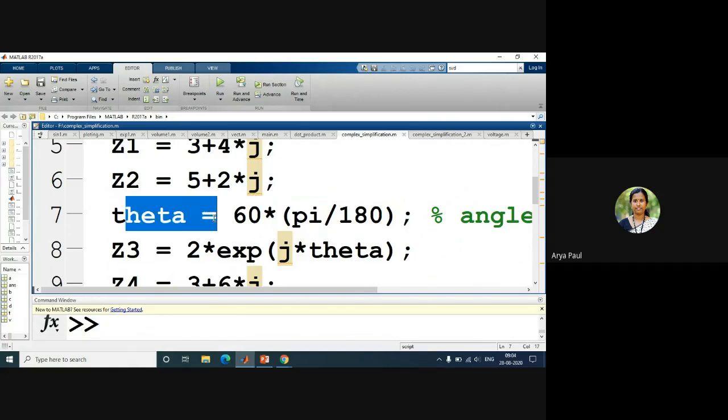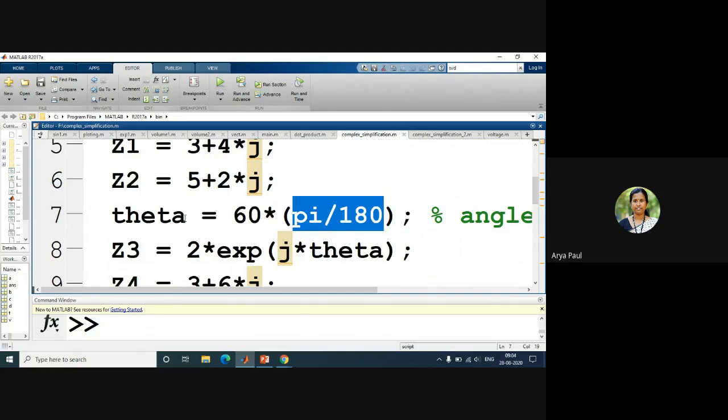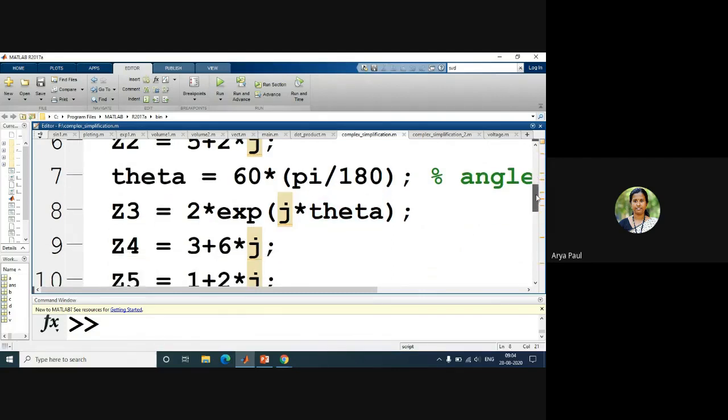So theta is 60 degrees. I am representing it by the variable theta. How can I convert it into radians? Multiply by pi by 180. So this theta will become the angle in radians. Now you can represent this in complex exponential form. What is exponential form?